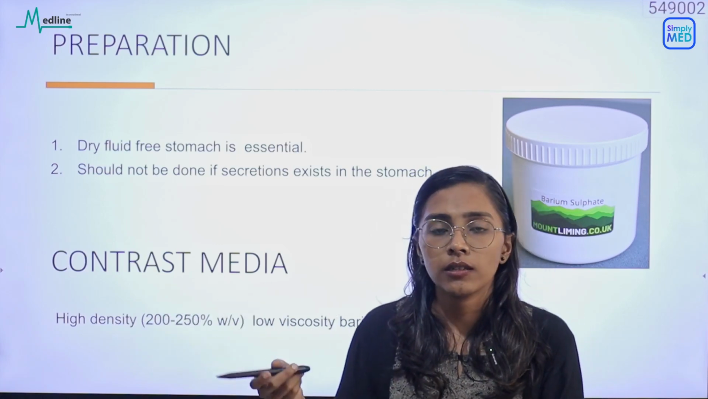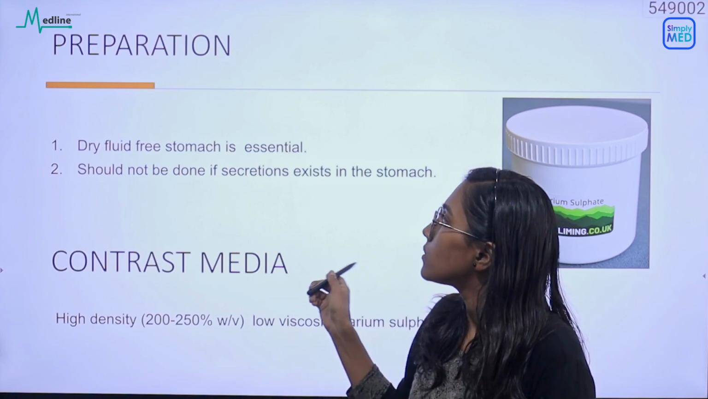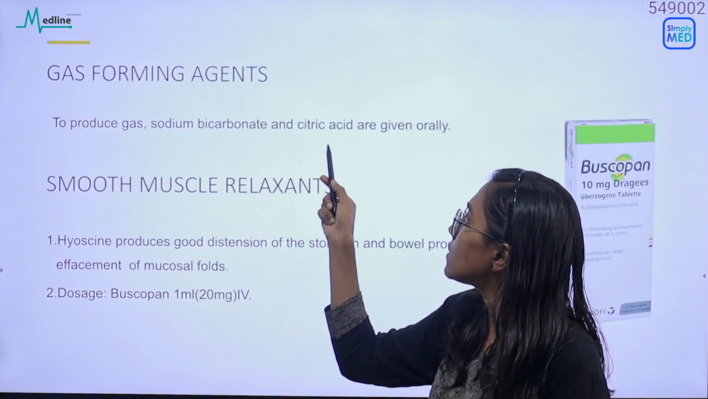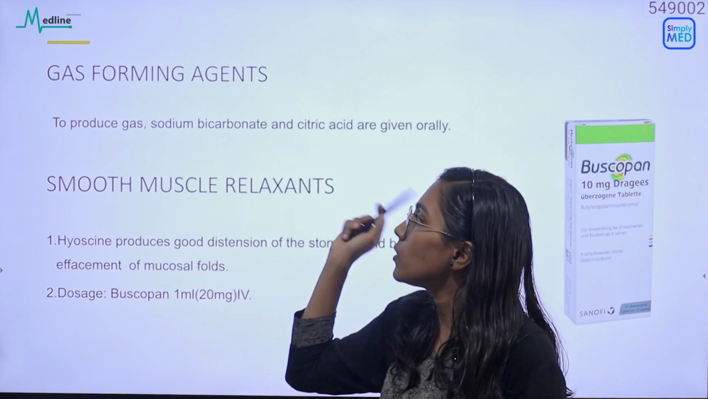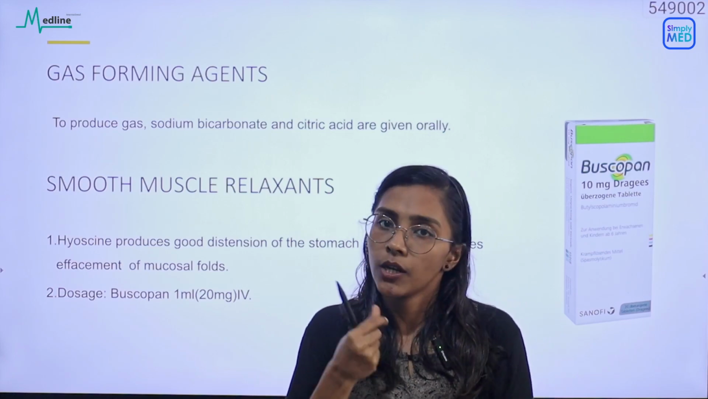Then we also use a gas producing contrast agent. The gas producing contrast agent is sodium bicarbonate and citric acid, given orally. When we give this orally and they reach the stomach, they'll produce carbon dioxide gas.